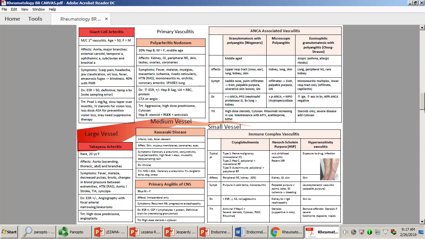So one of the flashcards actually in MKSAP this time is somebody talking about having arm claudication, and they're trying to get at subclavian giant cell arteritis. Okay, so it can affect all the major arteries branching off of the aorta, including the aorta. Okay, so keep that in mind.